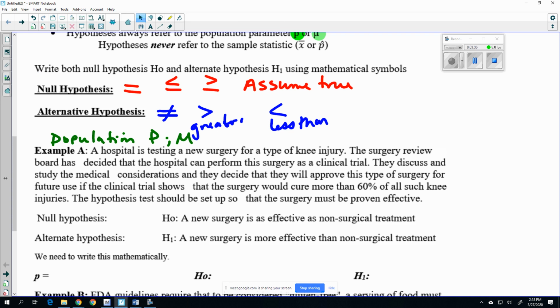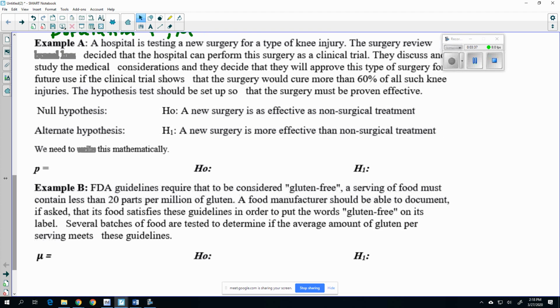So let's go ahead and look at an example of what you're going to be doing on this homework assignment. I have a few for you to practice on your own. It's a very important step in statistics. We've got this study about a hospital, and you can read that they're looking at these surgeries, and they're wondering if the surgery for the knee is going to be better or not. I'm going to highlight a few things. The surgery would cure more than 60% of all knee injuries. So it's got to be better than what we're doing, or I'm not going to do it.